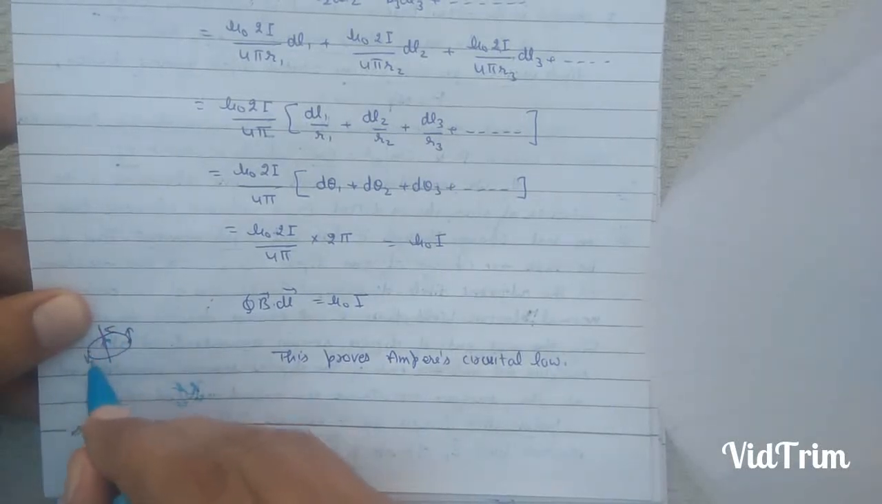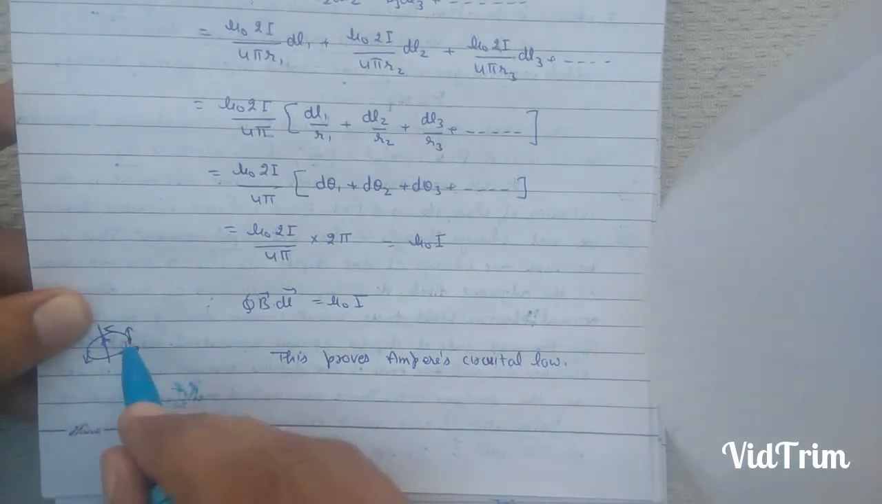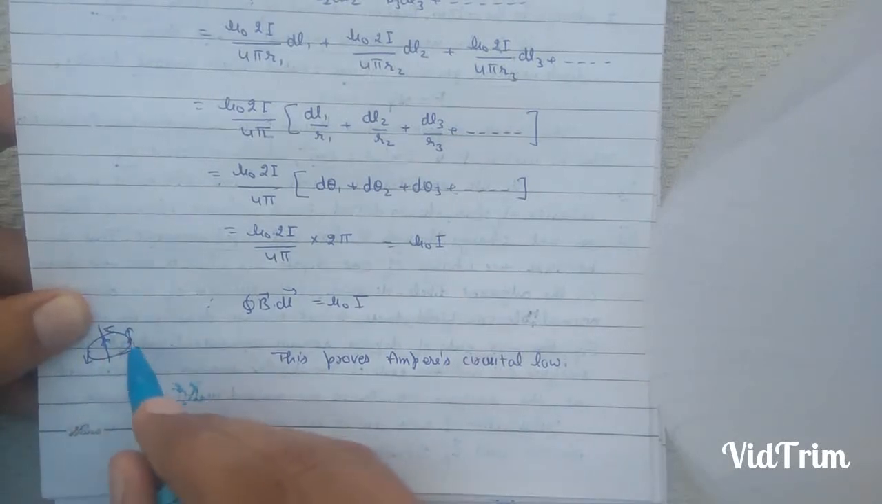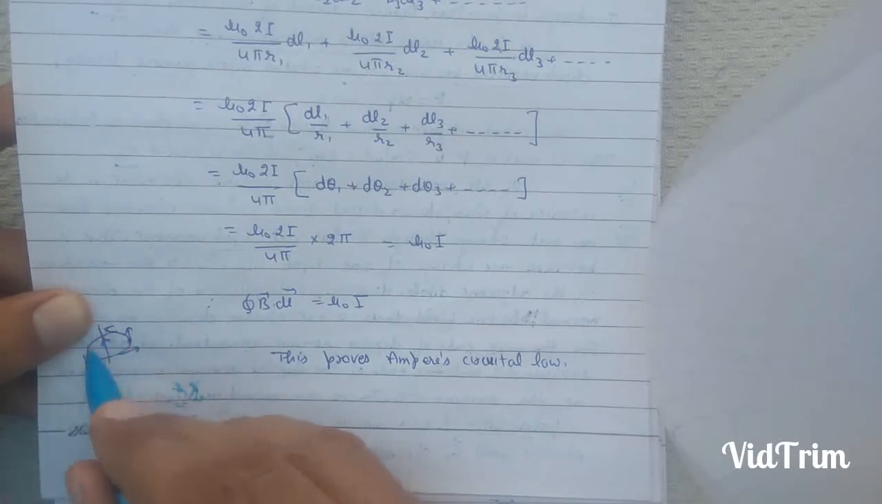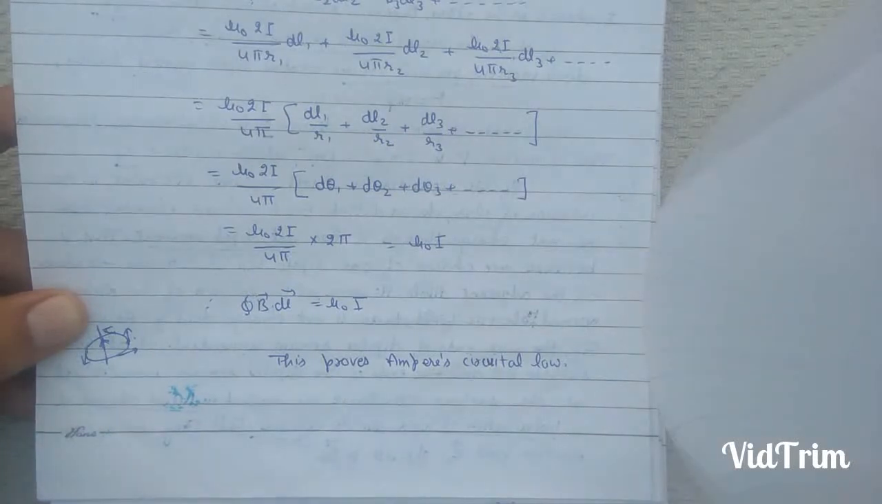Magnetic field is tangential to this loop at every point and constant, or magnetic field is normal to this loop at every point, that is perpendicular to this loop at every point, or B is 0 at every point of this loop. Then we can apply Ampere's circuital law.